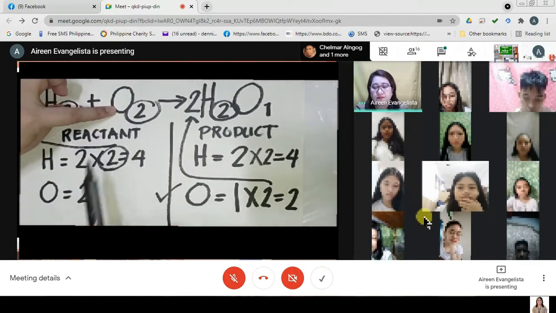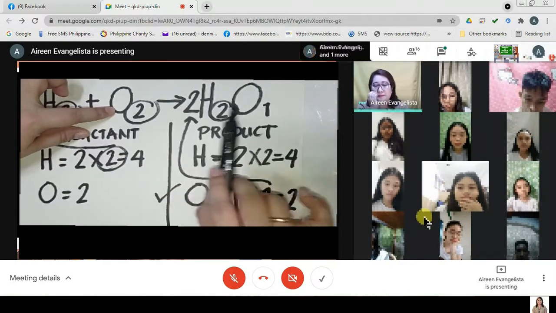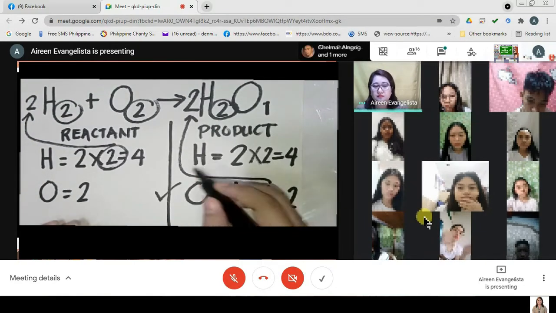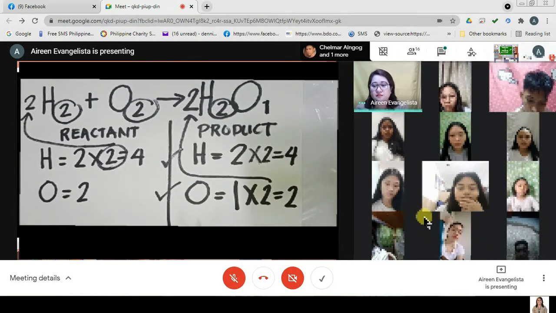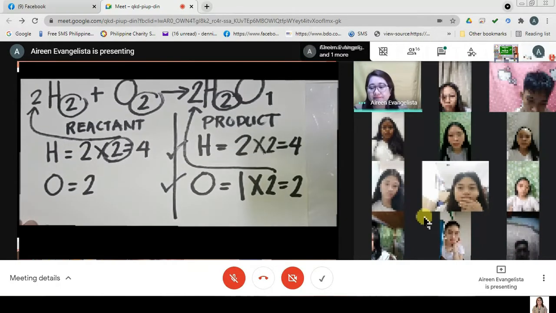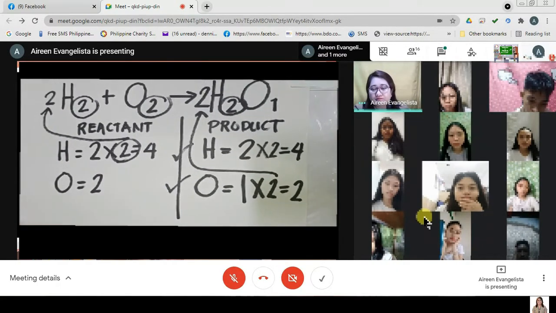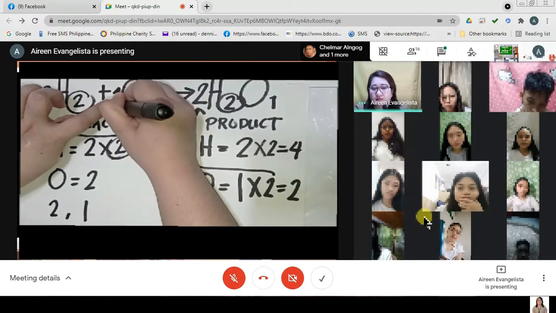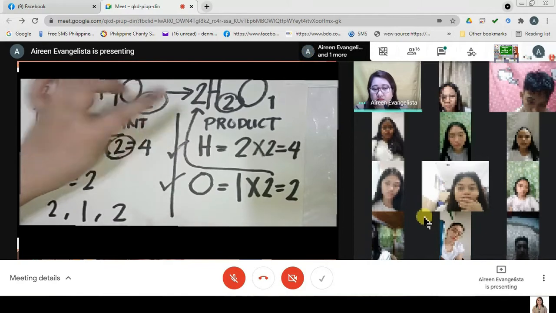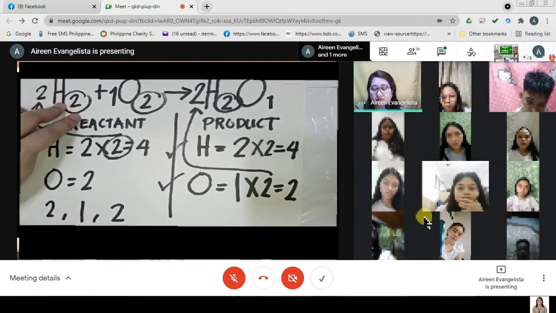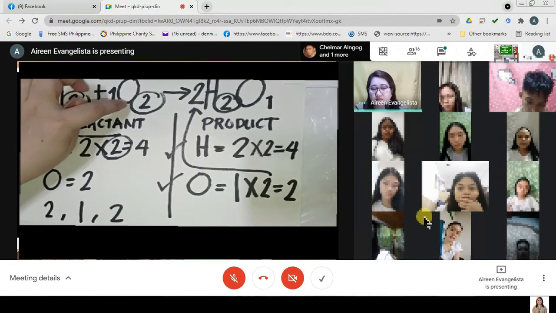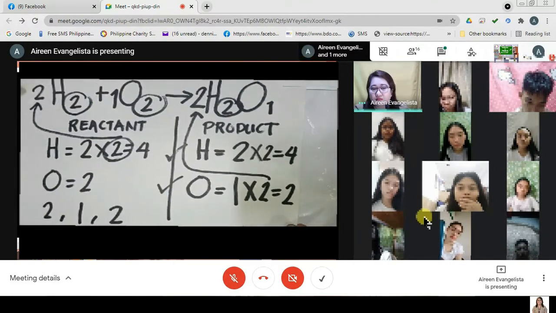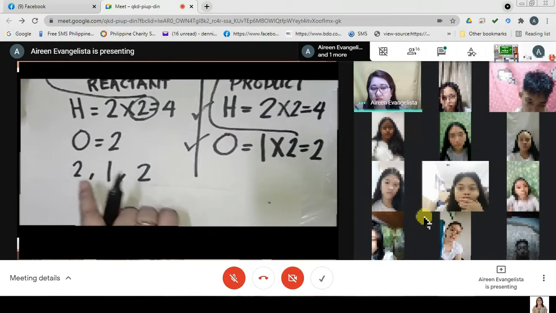Here in oxygen, we have 2. And then here, we have 2 times 1, which is equal. So hydrogen in both sides, the reactant and product, is balanced. Oxygen is also balanced. So the coefficients we use in balancing to make a water molecule are 2, 1, and 2. So we have 2 molecules of hydrogen gas plus 1 molecule of oxygen gas that yields 2 molecules of water. So we get 2, 1, 2.